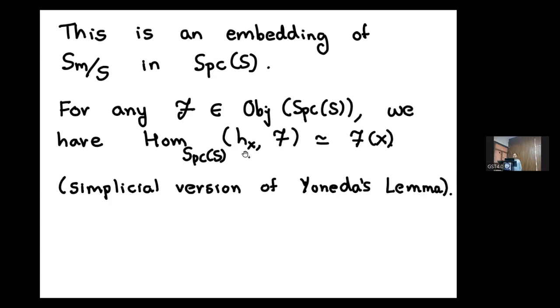And so what I'm saying over here is that when I take morphisms from Hx to F, I wanted to have a topological structure also, which is perhaps a bit more believable that you can do such a thing. Anyway, if you're familiar with the Yoneda lemma, then there is a simplicial version of the Yoneda lemma. And that gives you this, and it allows you to view every scheme as being actually a space in this sense.